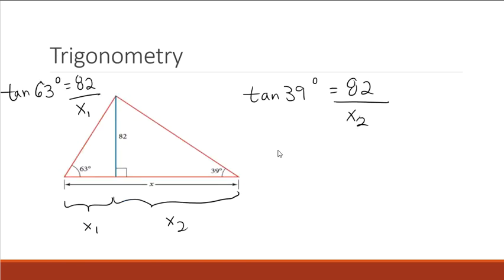Trig. So for this problem, you're going to find x1, add it to x2 to get the total x width. So how do you find x1? You have the angle, you have the opposite length, and you want to find the adjacent. So you use tan. Tan 63 degrees equals opposite 82 over x1. So you can find x1 from this equation, and you can find x2 from this equation: tan 39 degrees equals opposite 82 over x2. So add x1 plus x2 to find x.